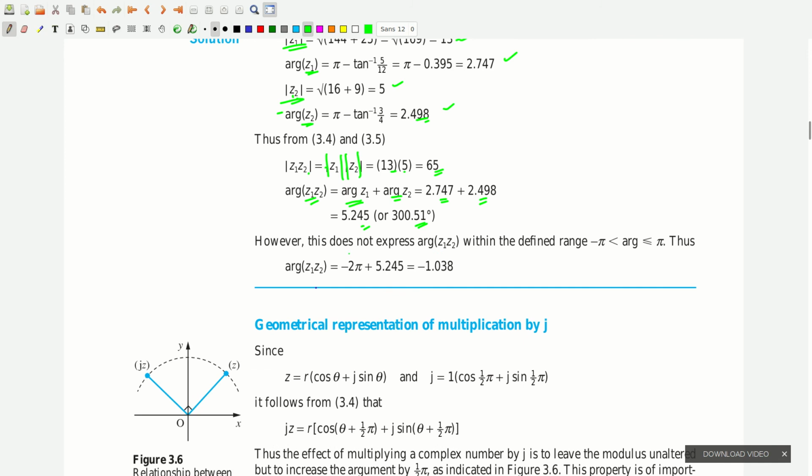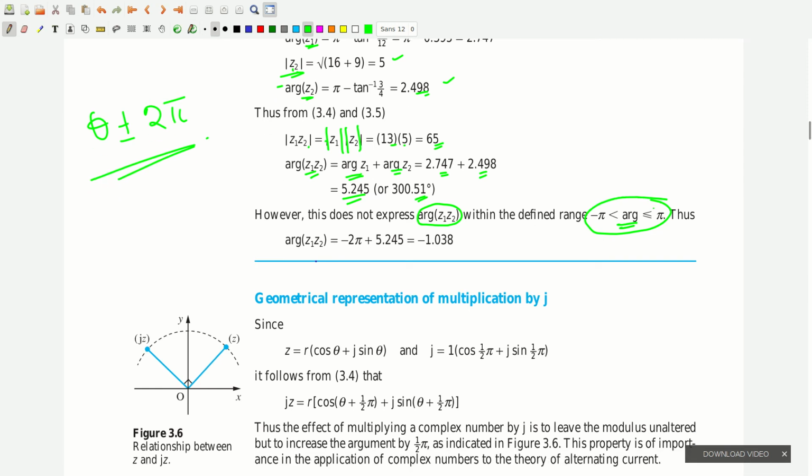Okay, however, this does not express that the principal argument lies within this range. Therefore, for the principal argument here, we shall subtract 2 pi from what we have here, because remember we said that theta plus or minus 2 pi will represent the same point. So we have to make sure that whatever we have here satisfies that the principal argument lies between pi and negative pi.